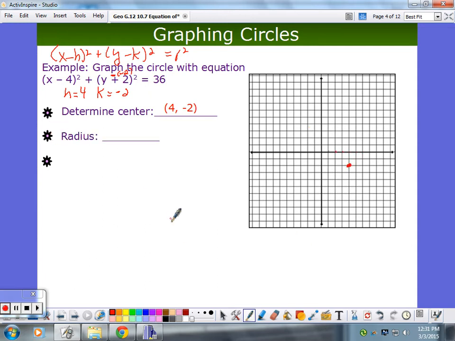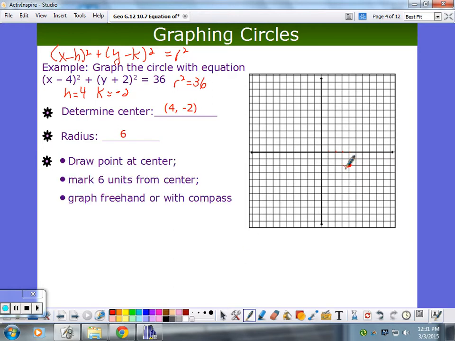Now let's find the radius. What is the radius of my circle here? Why do you say 6? Well, r squared is 36, so the radius must be 6. Since I can't plot a negative value, what do I do? You draw the point in the center. I know it's a radius of 6.